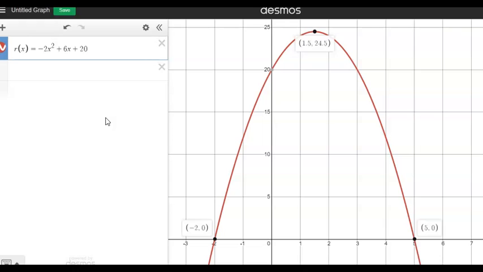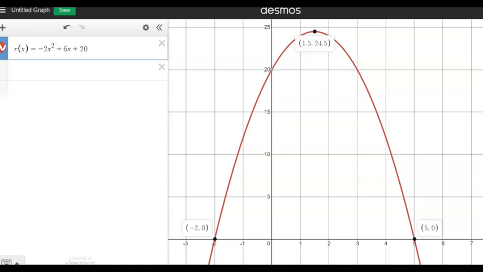I have graphed this function in Desmos, and I spent a little time to get my window adjusted so that I could see my x-intercepts, -2 and 5, and I can see my vertex, which is at 1.5, 24.5. Using those, I can rewrite this equation in both factored form and vertex form.